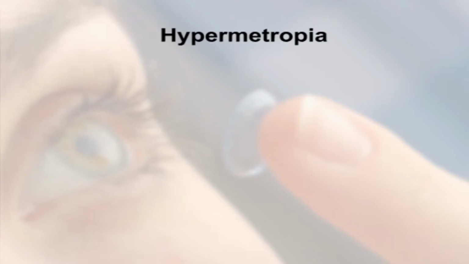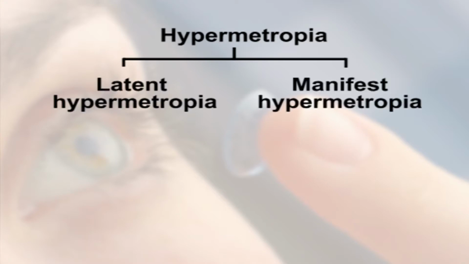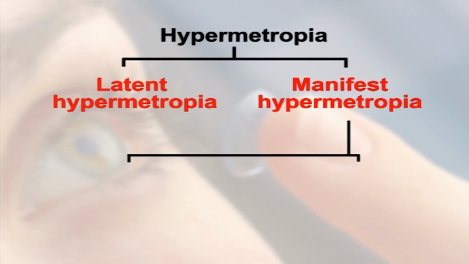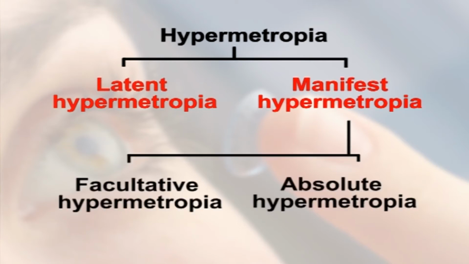Total hypermetropia may therefore be divided into latent and manifest hypermetropia. Latent hypermetropia is overcome physiologically by the tone of ciliary muscle. Manifest hypermetropia can be further classified as facultative and absolute. Facultative hypermetropia is overcome by an effort of accommodation. Absolute hypermetropia is the amount of hypermetropia which his efforts of accommodation cannot correct.